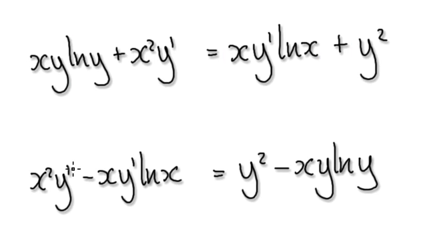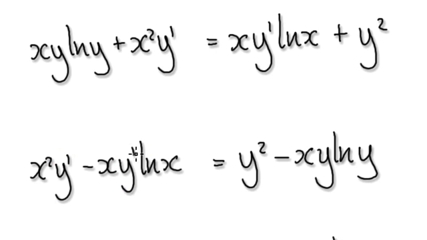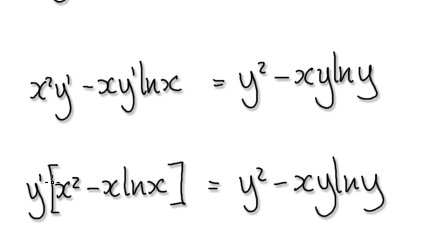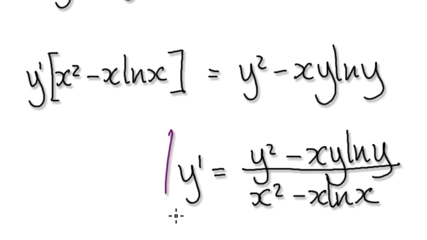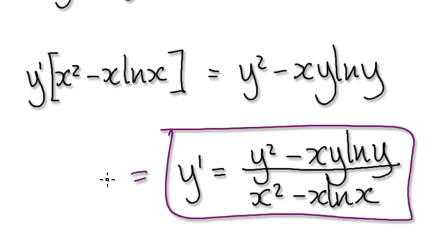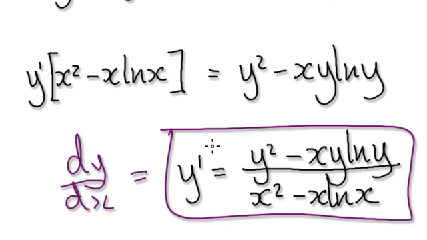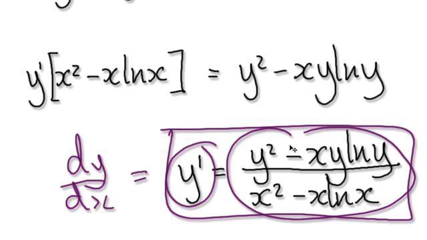Okay, so now you can see that y prime here, y prime here. So factor out the y prime. That will then give you this, and then divide both sides by this thing here. That will then give you this. So y prime is given by this, or well, that's the same as dy by dx. dy by dx is this, and this is this.